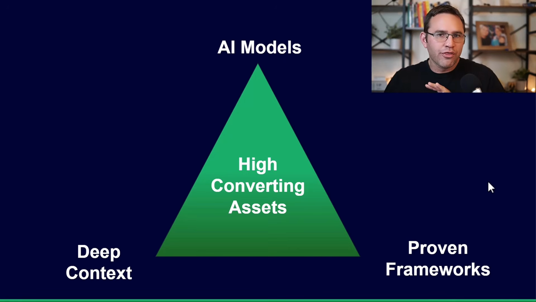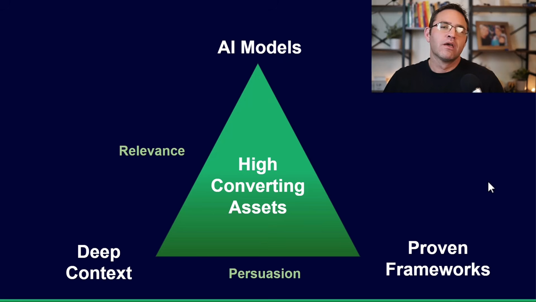Okay, so we need all three of those things working together. Because when you combine the AI models with that deep context, you get relevance. It knows who you are at a very deep level. When you combine the context with the proven frameworks, you get persuasion. You get stuff that doesn't just spit out language that sounds like you, but is actually effectively building an email or a presentation or a sales page or social media content and those kind of things. And when you combine the models with the proven frameworks themselves, you get speed, right?